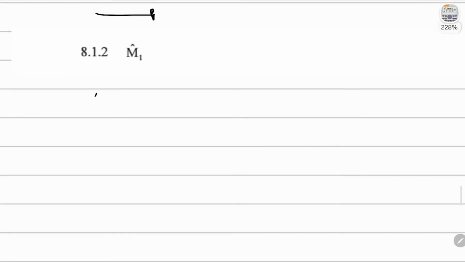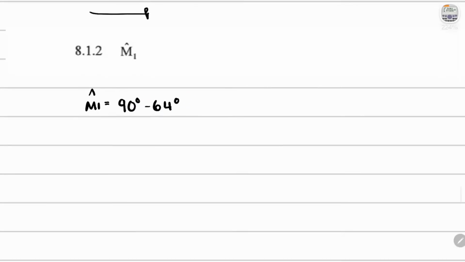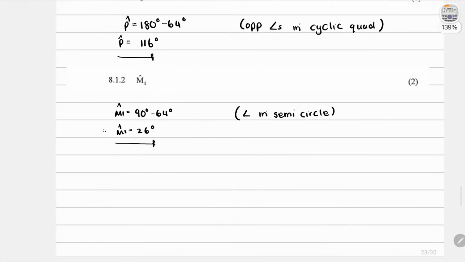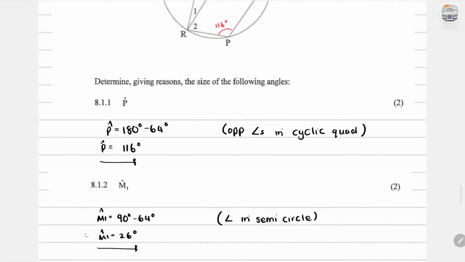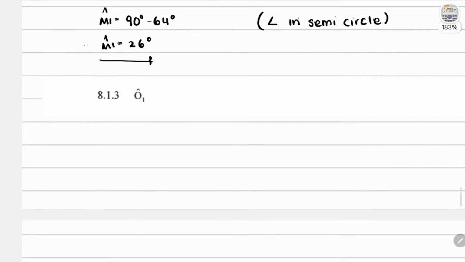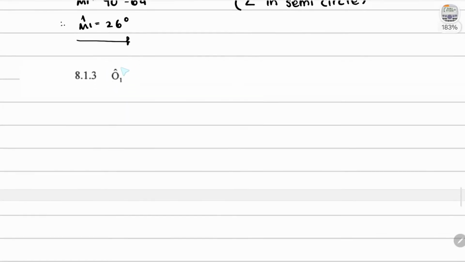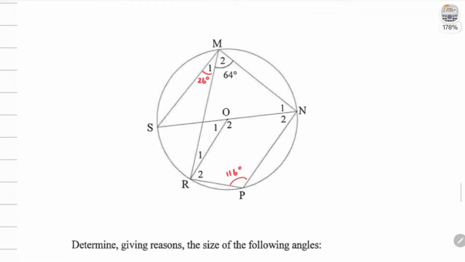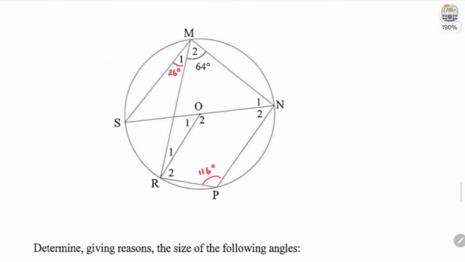So we can simply tell them that angle M1 would be found by saying 90 degrees minus 64 degrees, and we'll give them the reason. And angle M1 is therefore equal to 26 degrees. And that is our answer, and we'll also fill it in the diagram. Question 8.1.3, we need to find the size of angle O1. Okay, so that has been filled in. And O1 is what we spoke about previously.